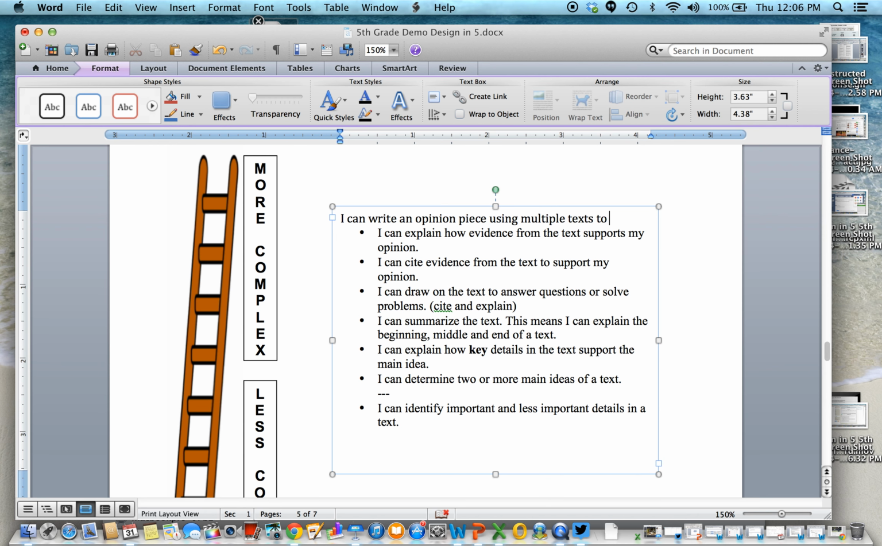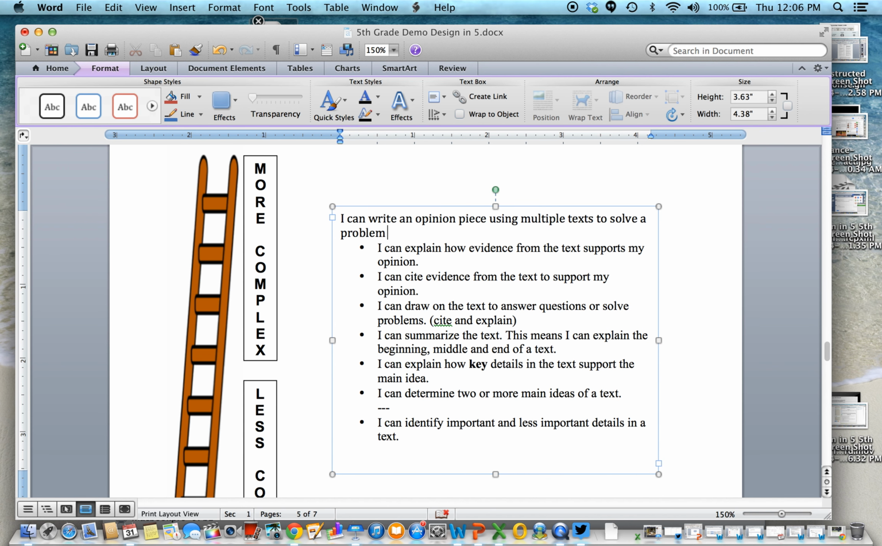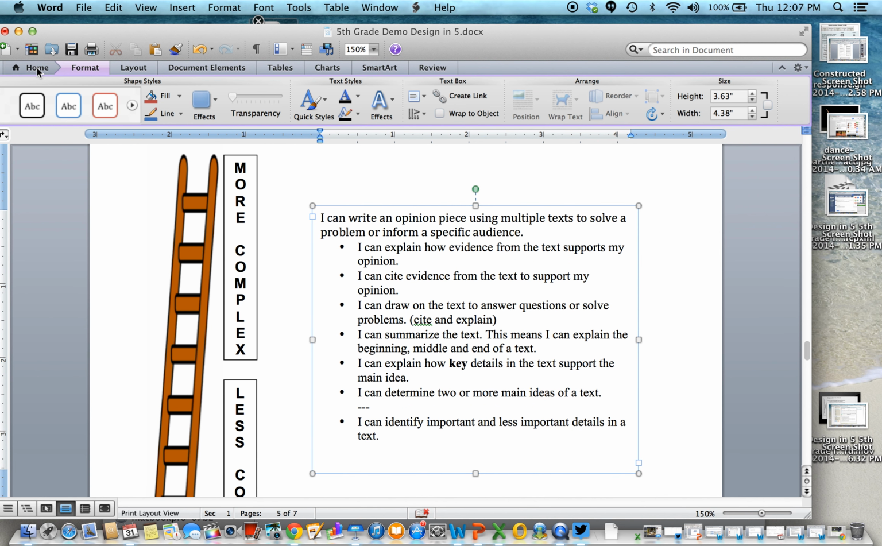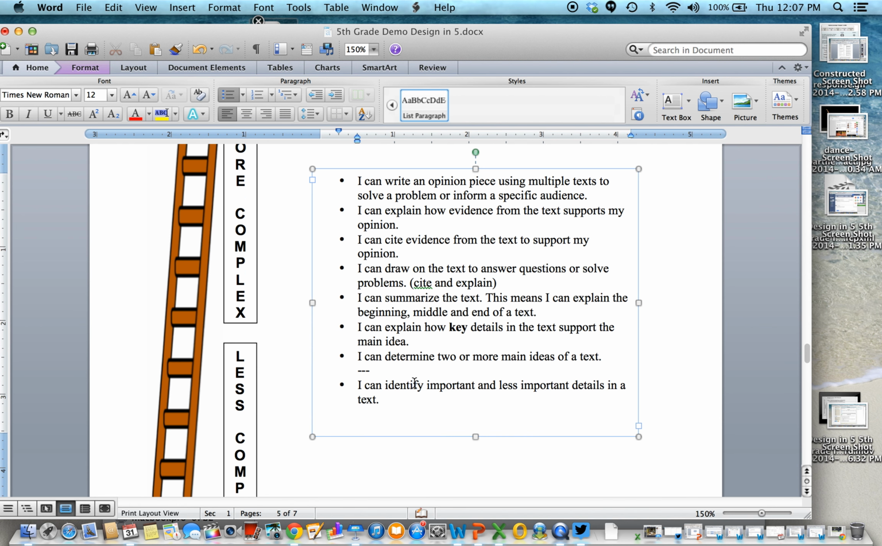Now, why would students want to be doing this? They'd want to be looking at multiple texts to either provide a convincing case to do something, to make a decision, to solve a problem, so let's do that. I can write an opinion piece using multiple texts to solve a problem or inform a specific audience. Okay, and this would be like of a topic or an issue. All right, so I'm going to bullet that one as well. All right, there we are. So I can identify there.